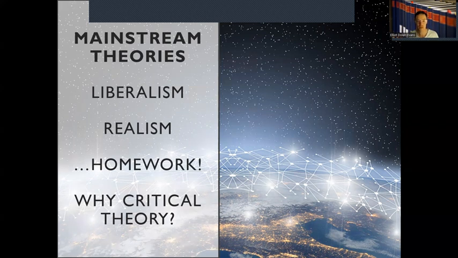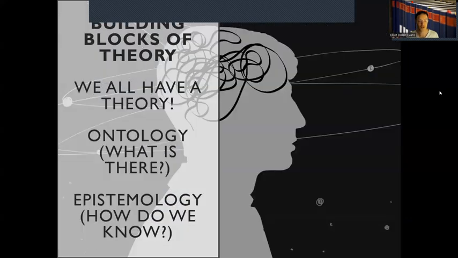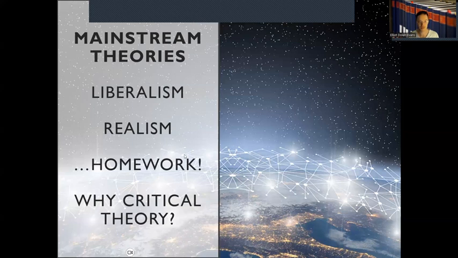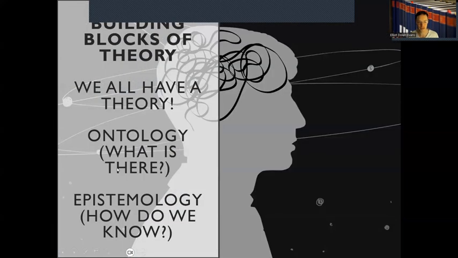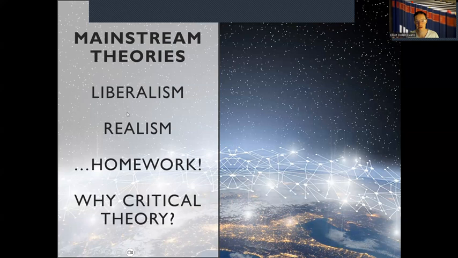Okay, so tell me especially about them in terms of what their ontology is, what their epistemology is. Think about these two theories of liberalism and realism, and tell me, how do they see the world? What do they see when they analyze international relations, and how do they know about it? Okay, they'll have some similarities, but there'll also be some differences. Now, that's not going to be the focus of the rest of this talk.